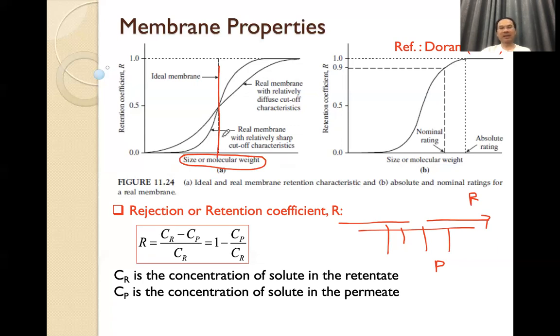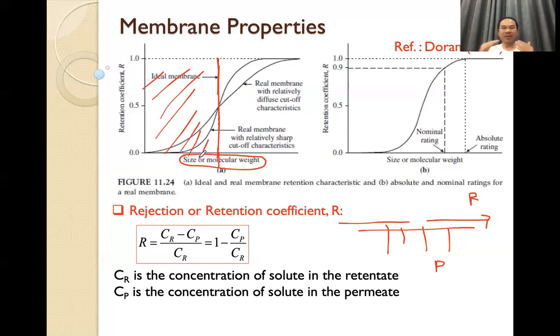If the size is greater than this size, for ideal retention, it goes to 1 rapidly. For this case, this is ideal. For the size that is less than the cut off, R equal to 0 because all of this can pass through the membrane.